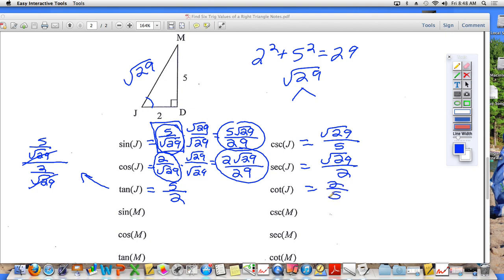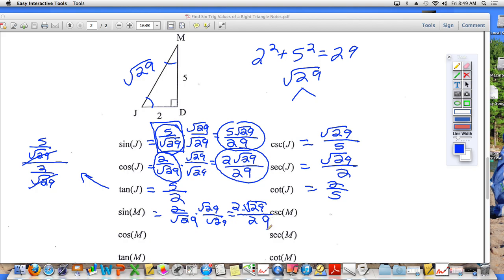All right. Sine of M. Now we're working up here with this angle right here. Sine is opposite 2 over the hypotenuse square root of 29. So we have 2 over the square root of 29. Gotta get rid of that. Multiply both the numerator and the denominator by the square root of 29. So we have 2 square root of 29 on the top, and on the bottom you have what? 29.